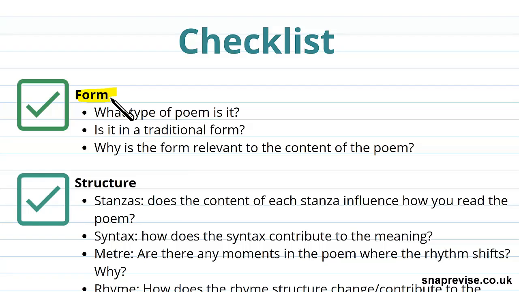We need to ask ourselves the following questions. What type of poem is it? Is it in a traditional form? Why is the form relevant to the content of the poem? And this is really important because writers will have chosen to write in a certain poetic form because of what they're writing about. So it's always worth trying to work out what the writers are trying to do here.